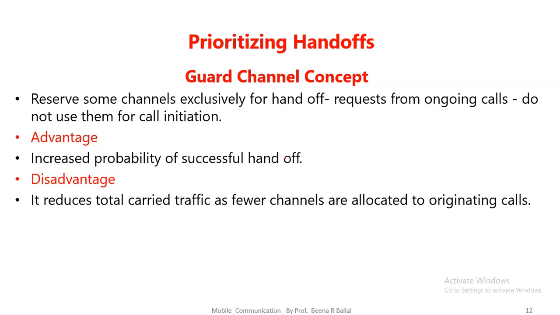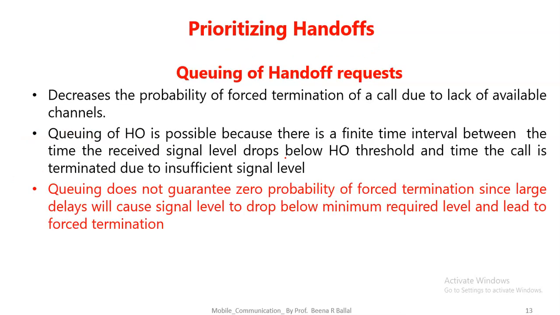So the channels which are required for the actual traffic become fewer. As a result, it reduces total traffic as fewer channels are allocated to originating calls. Why? Because some of the channels have already been reserved for the process of handoff. So the first method of prioritizing handoff is the guard channel concept. Now, the second method, which is a much more popular method, is queuing of handoff request.